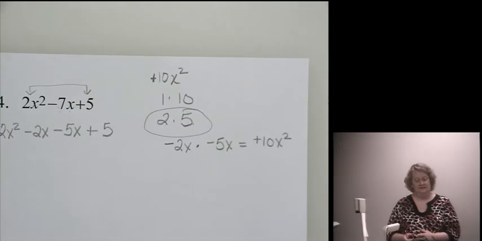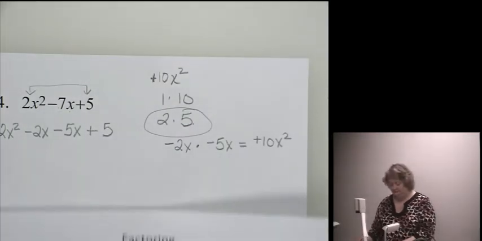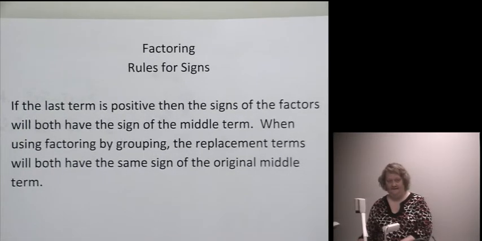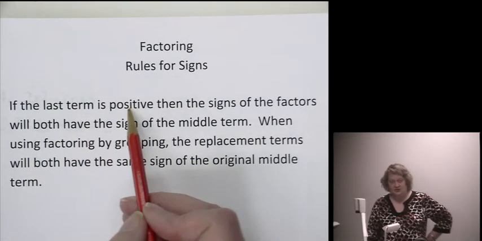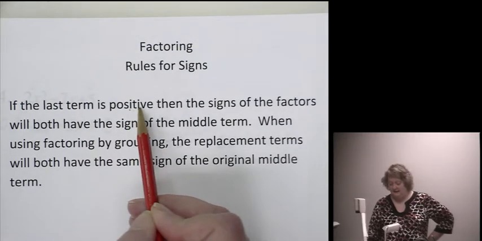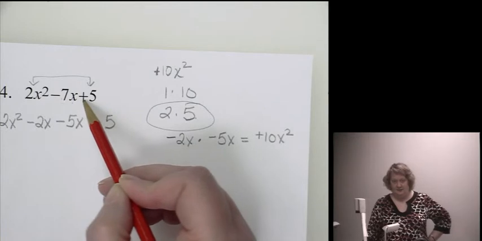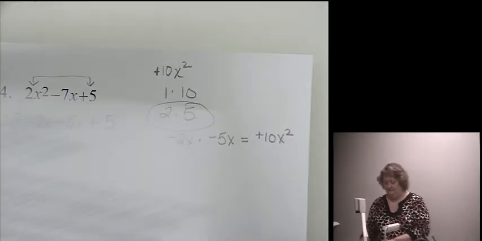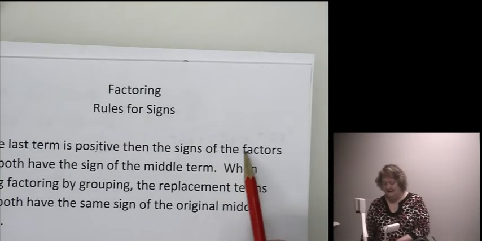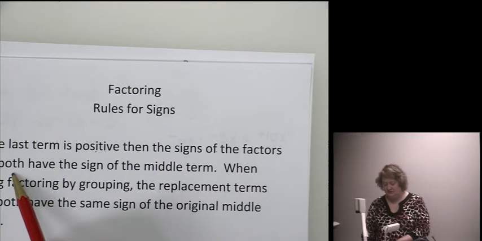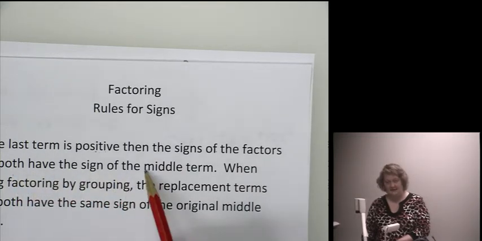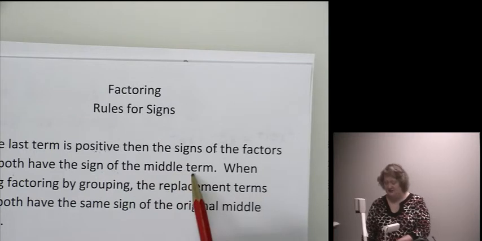It sure is. And that brings us to one of our rules for factoring. If that last term is positive, which is right here, that last term is positive, then the signs of the factors will both have the same sign as the middle term. We'll come back to that in just a minute.